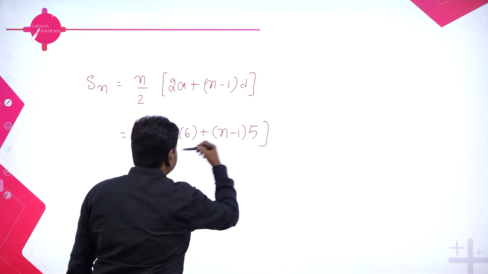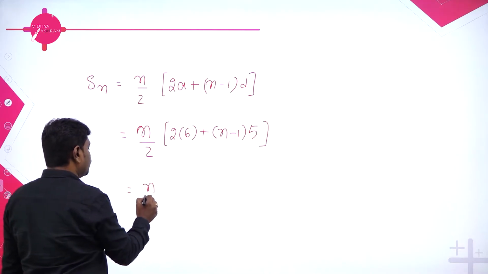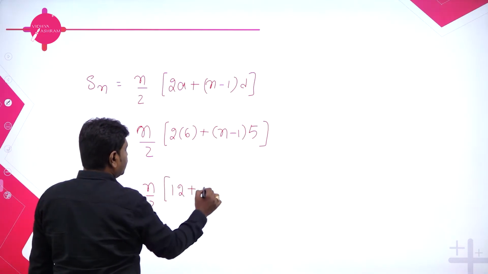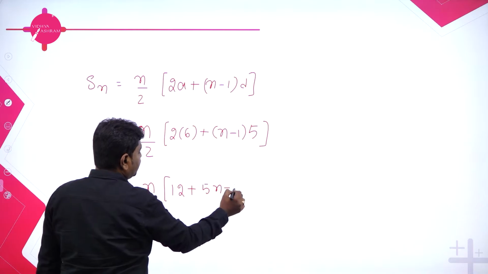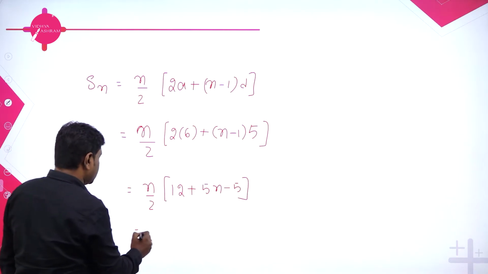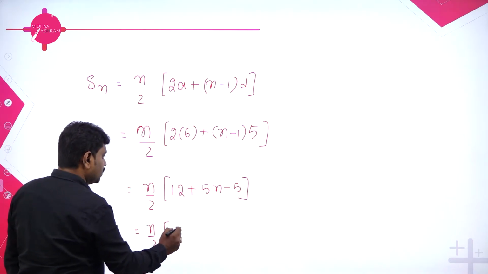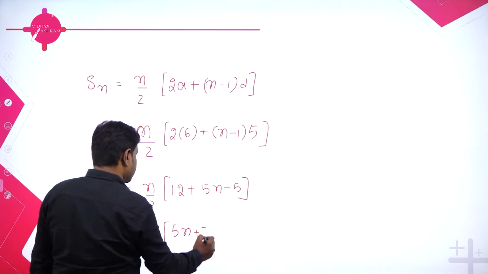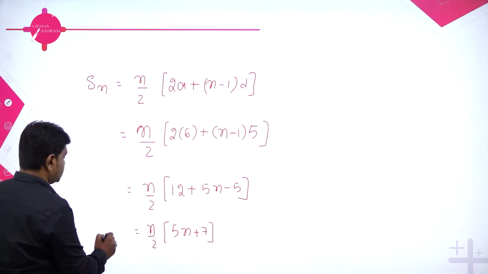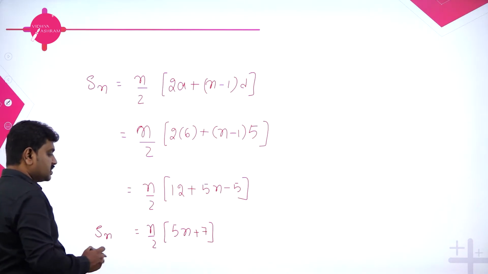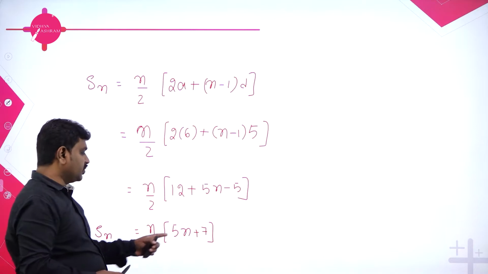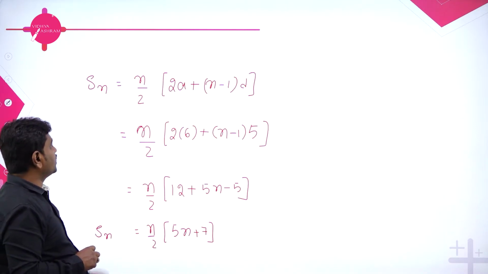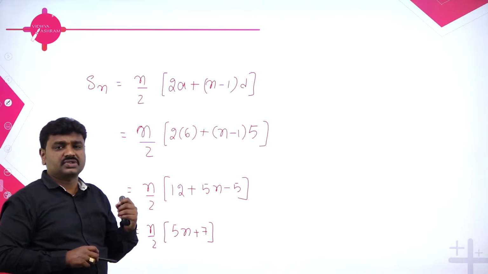That is n by 2 into 2 sixes are 12 plus 5 into n is 5n minus 5 ones are 5. Further, this is n by 2 into 5n, I'll write as it is, 12 minus 5. 12 minus 5 is what? Positive 7. This is the value of Sn. They want Sn, the sum of n terms, which is n by 2 into 5n plus 7. So we got this using the formula Sn, which is n by 2 into 2a plus n minus 1 into d.